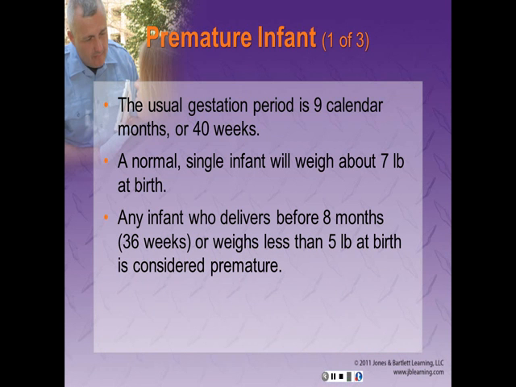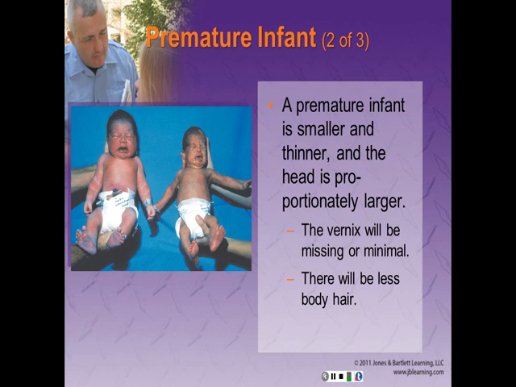Premature infants. The usual gestational period is 9 calendar months or 40 weeks. A normal single infant will weigh around 7 pounds at birth, and any infant who delivers before 36 weeks or weighs less than 5 pounds at birth is considered premature. A premature infant is smaller and thinner than a full-term infant, and the head is proportionally larger in comparison with the rest of the body.